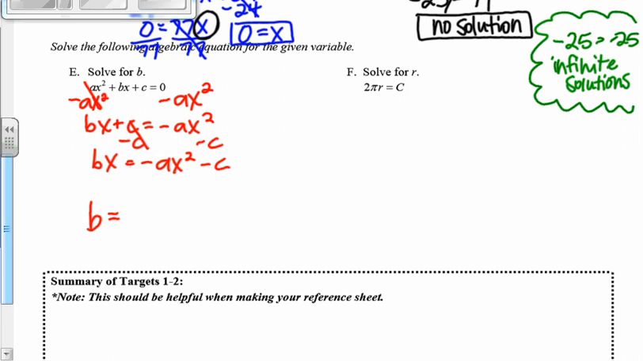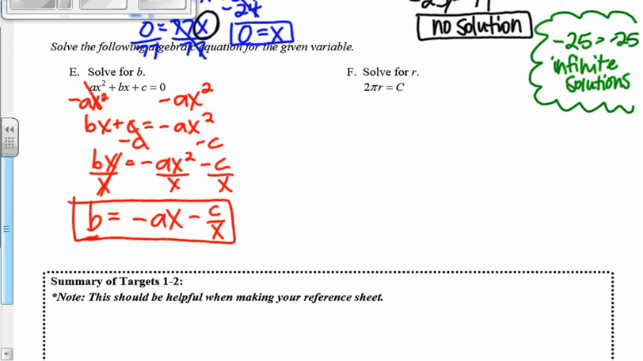Now to get b by itself, I would have to divide everything by x. And notice when I say I'm dividing everything by x, I'm dividing each term by x. So here we have our b equals, that's what our final answer was supposed to look like. And then let's simplify over here on the right hand side. So negative ax squared divided by x. So if there's x squared divided by x, that's just going to give us x. So negative ax minus c over x. We can't simplify that at all. So this would be our final answer. Super ugly.